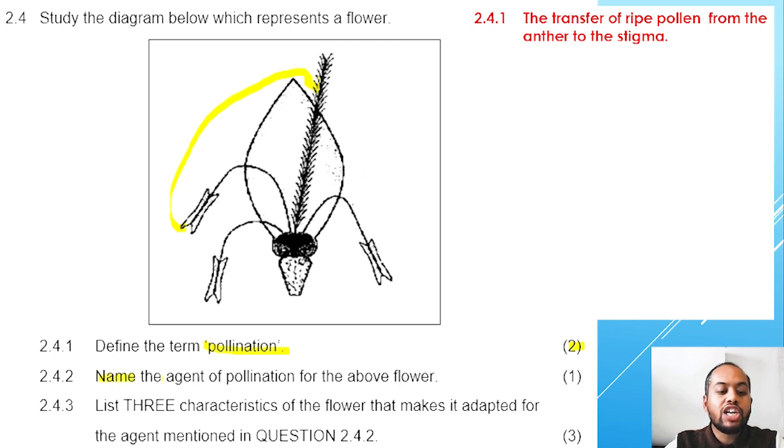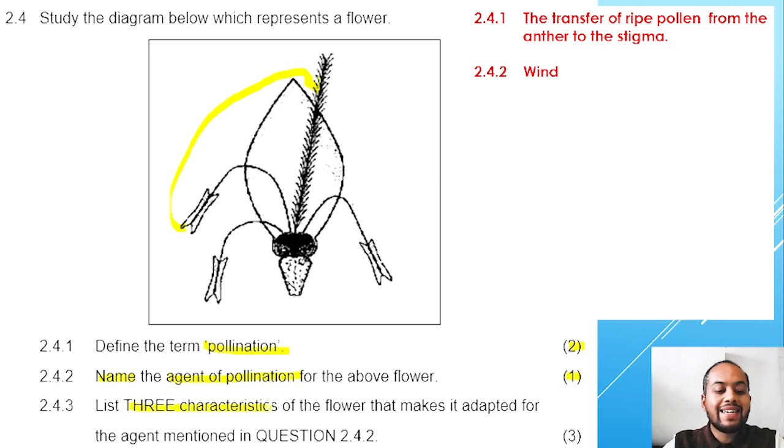2.4.2, name the agent of pollination for the above flower. What is the agent of pollination in this case? It's clear that it is going to be wind. Remember, there are 3 agents of pollination. It's either wind, insects, or birds. And by looking at the flower, it can give you an indication of what the agent of pollination is. Simply because we have large stamens here and the anthers are hanging out of the flower and you have large female reproductive structures, it's an indication that this is going to be a wind pollinated flower.